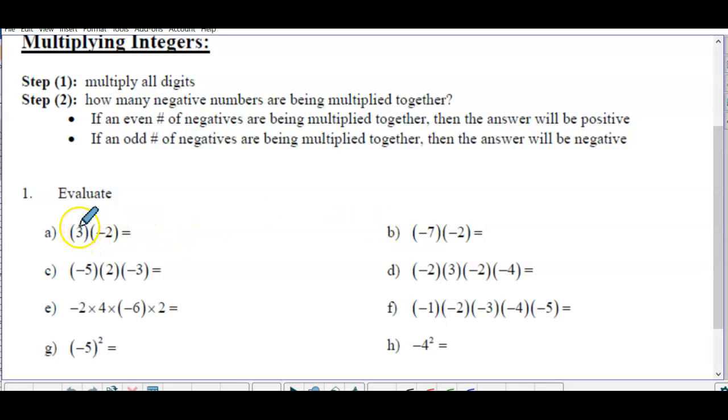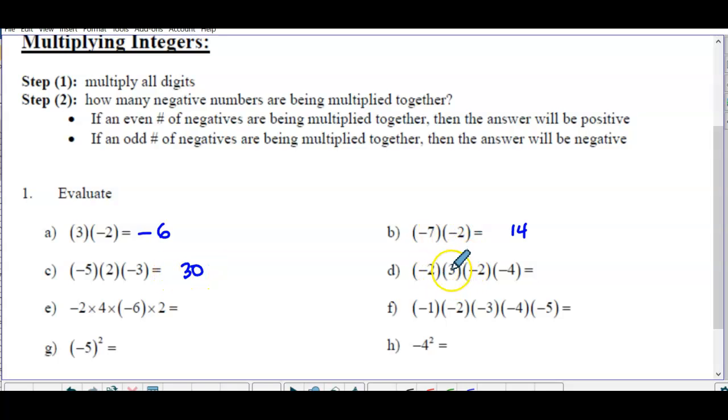So here we've got two numbers. 3 times 2 is 6. Positive times a negative. So you've got one negative, so the answer is negative. Again, try to do these without a calculator. B, 7 times 2 is 14, and two negatives multiplied together is a positive. 5 times 2 is 10, times 3 is 30. You've got two negatives, which is an even number of negatives, so the answer is positive.